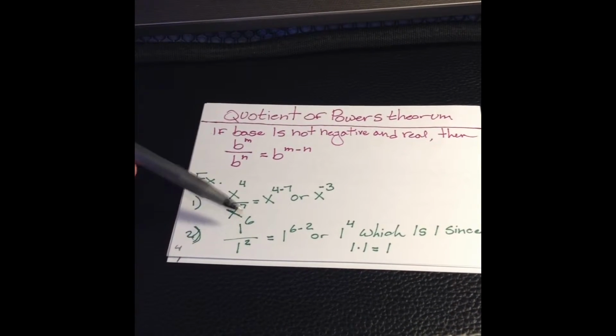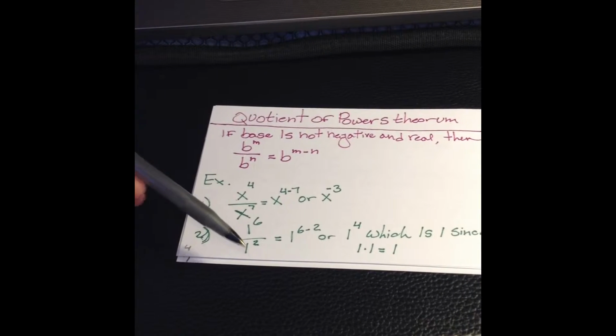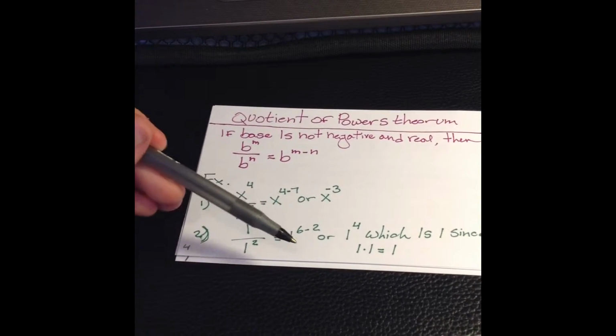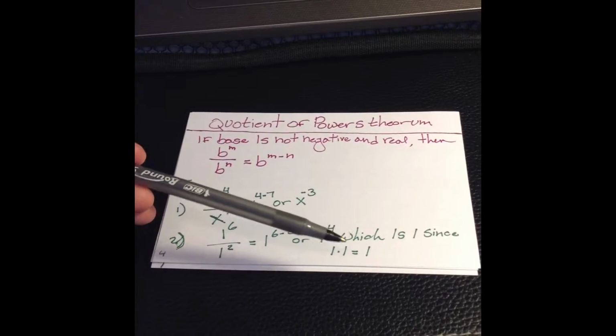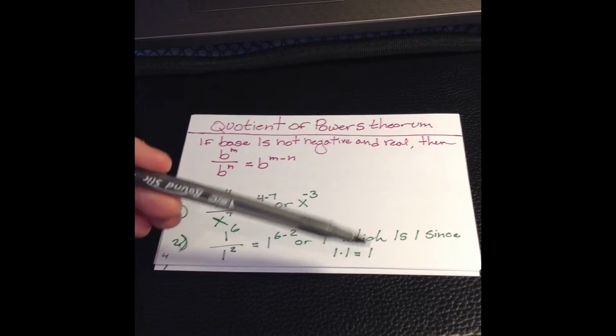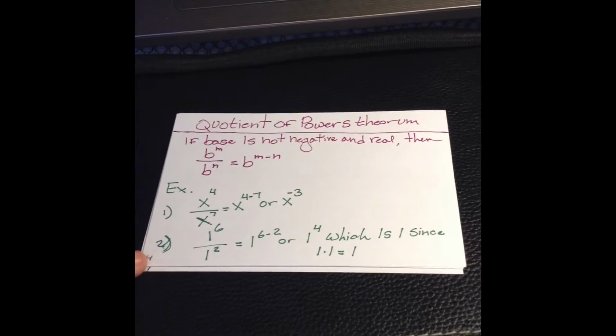Another example would be 1 to the 6th over 1 squared equals 1 to the 6 minus 2, or 1 to the 4th, which is still 1, since 1 times 1 equals 1 no matter how many times you repeat it.